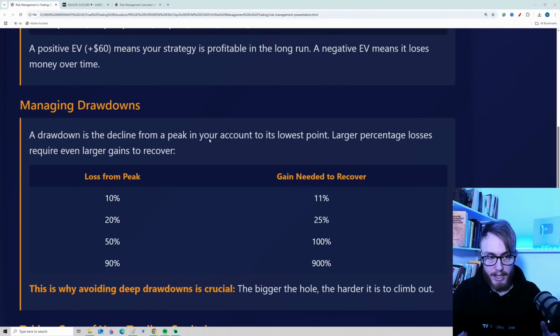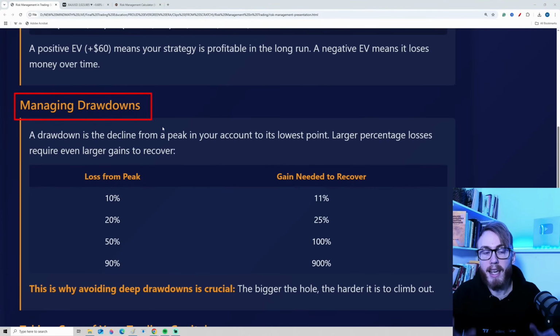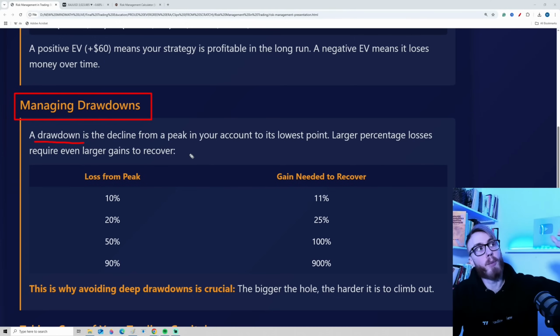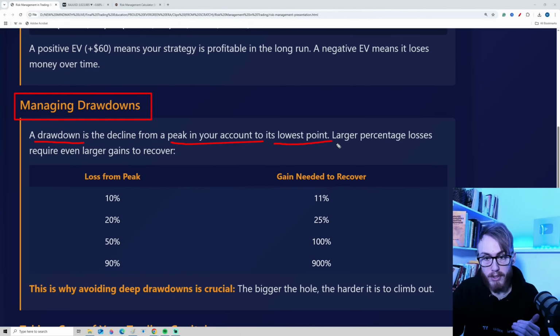But alright, so now I want to talk about a super important concept, and this is to manage drawdowns. And what is a drawdown? Well, a drawdown is basically the decline from the peak in your account to the lowest point. And a very important concept here is that larger percent losses require even larger gains to recover.